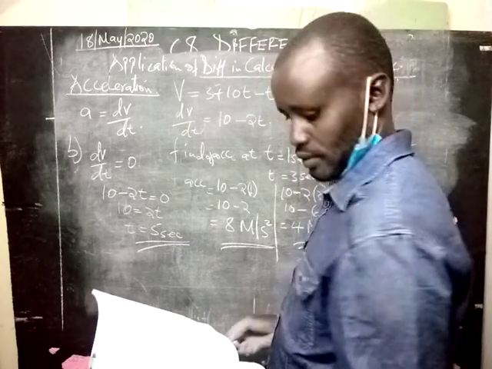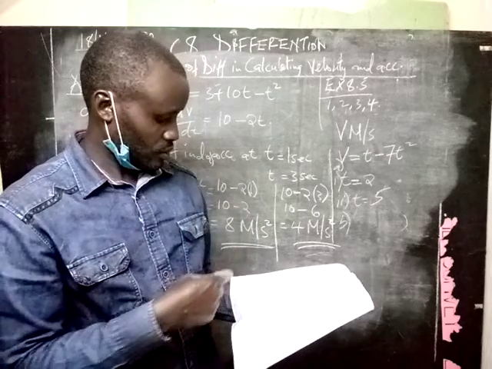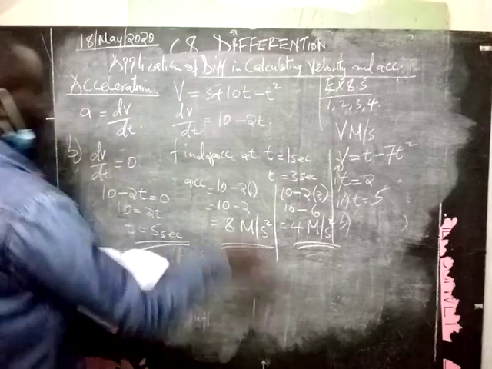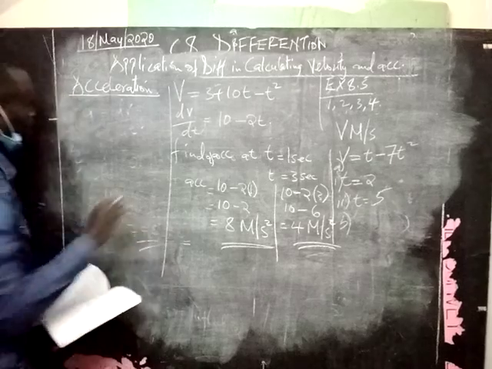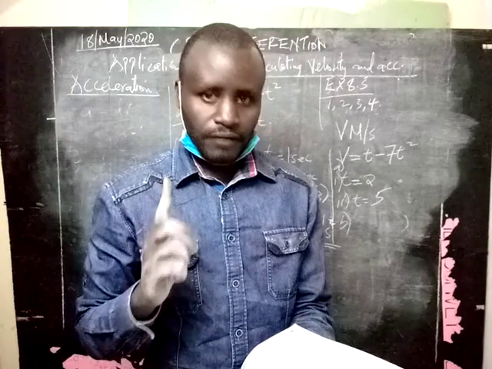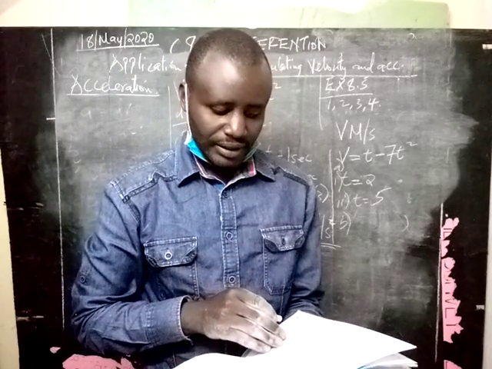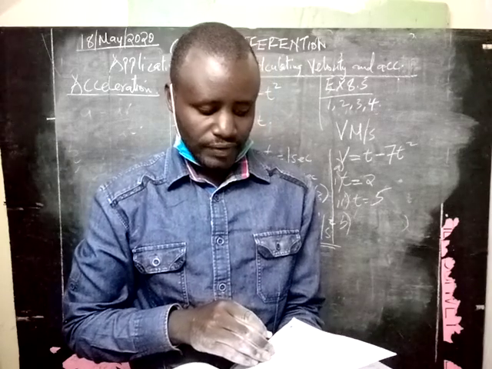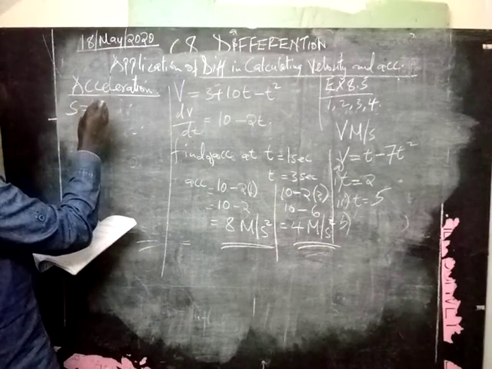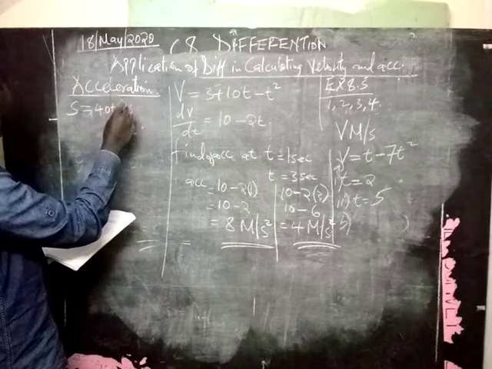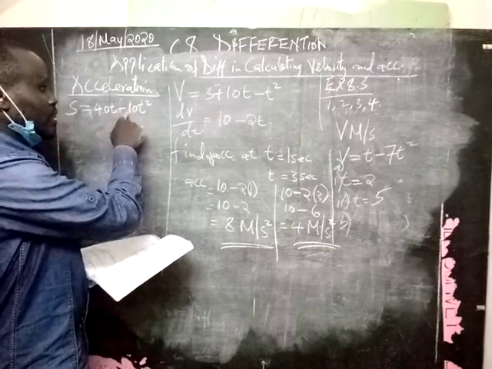Then another question. That was question 3, so you take it as question 1, and this one as question 2. It reads, a stone is thrown vertically upwards such that its height s meters above the ground after t seconds is given by s equals 40t minus 10t squared.